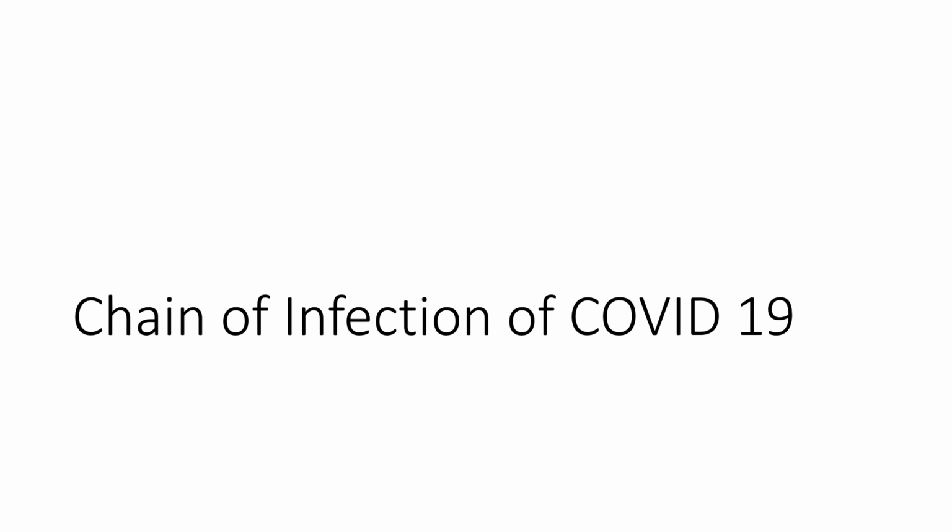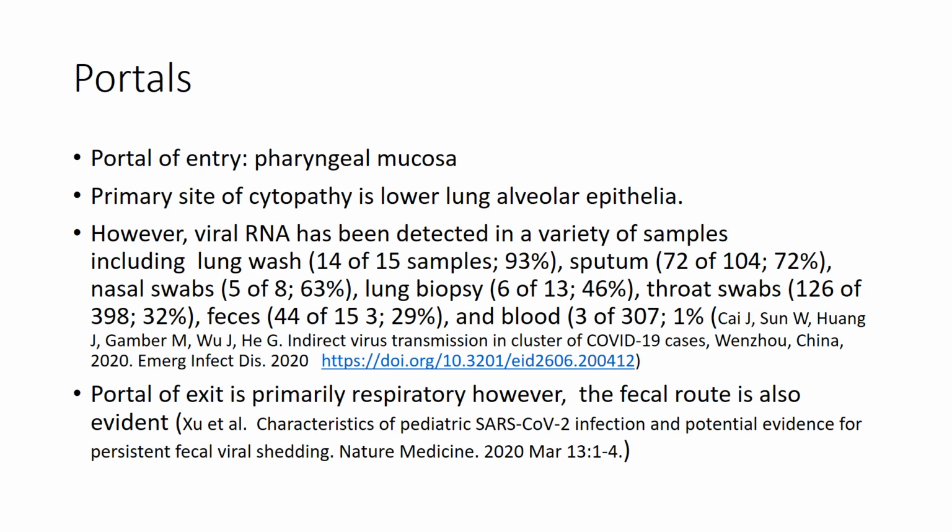So a practical issue, looking at the chain of infection of COVID-19: what is meant by a portal of entry is, of course, the way in which the infectious particle, in this case the virus, gets into your system by breathing it in through the nose or through the mouth and into the funnel at the back of your mouth, which is the oropharynx. The tissue that lines that is called the pharyngeal mucosa.